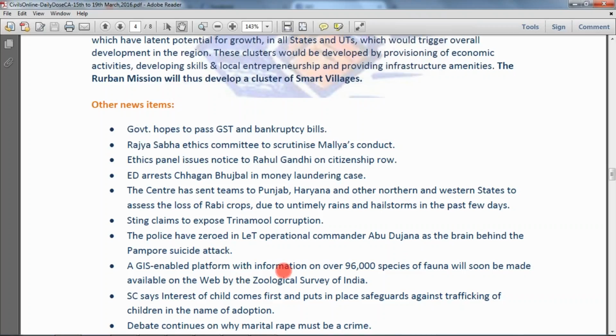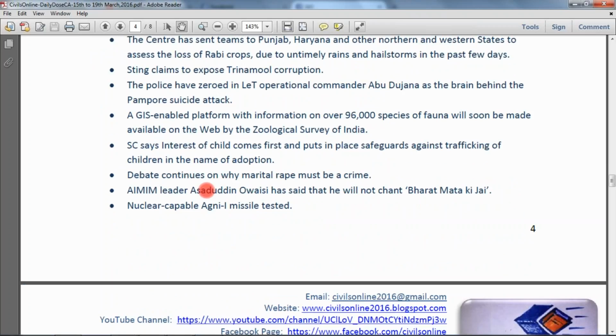A GIS-enabled platform with information on over 96,000 species of fauna will soon be made available on the web by the Zoological Survey of India. The Supreme Court says interest of child comes first and puts in place safeguards against trafficking of children in the name of adoption. Debate continues on why marital rape must be a crime. AIMIM leader Asaduddin Owaisi has said that he will not chant Bharat Mata Ki Jai. Nuclear-capable Agni-1 missile tested.